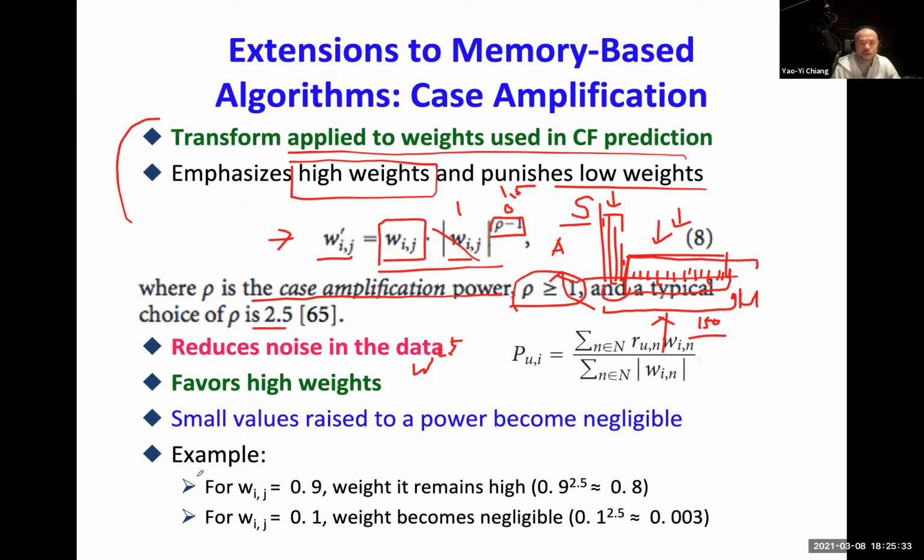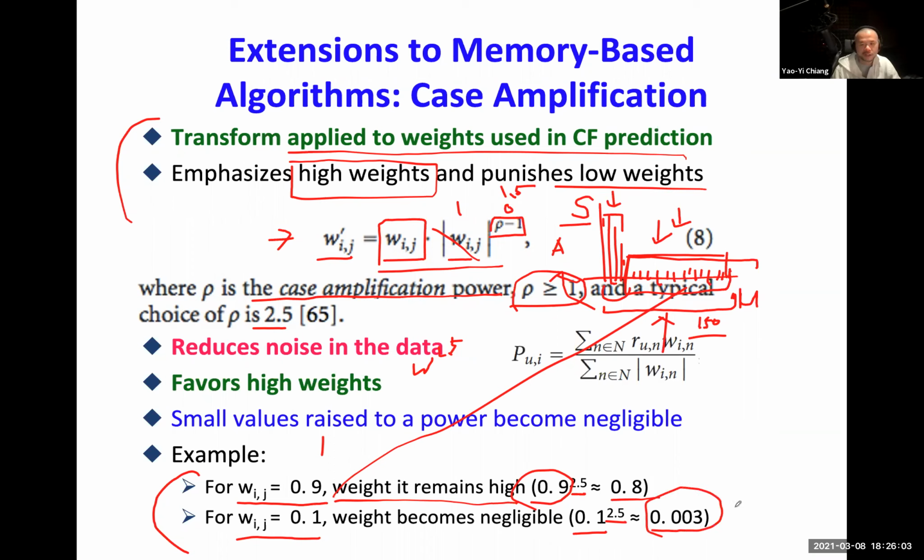Right. So if you look at some example here, when your weight has a large value, because the largest number would be 1, it will remain high because 0.9 to the power of 2.5 is 0.8. For your W, when it's 0.1, the noise here, the weight becomes small. 0.1 to the power of 2.5 is 0.003. So it does not have high impact on your final prediction. This is a very, very useful technique that you would want to use in both your assignment 3 and your final project.